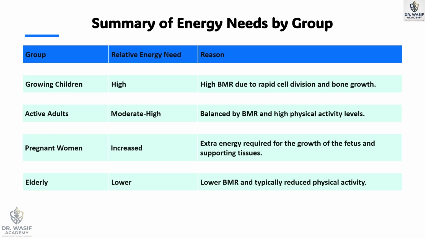And finally, consider the elderly people. Their relative demand shifts to lower. This drop is a dual reaction. Their BMR naturally declines as muscle tissue mass decreases over time, and it is typically accompanied by a reduction in daily physical activity. So, when you look at nutrition through this comparative lens, you can see that the human body's energy demands are entirely logical. Dynamic numbers constantly adjusting to match the biological tasks at hand.